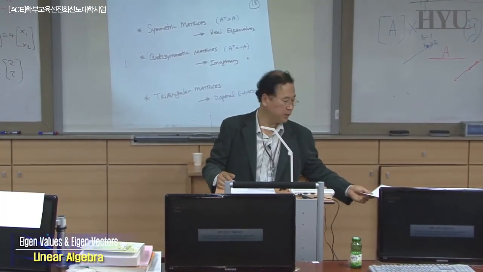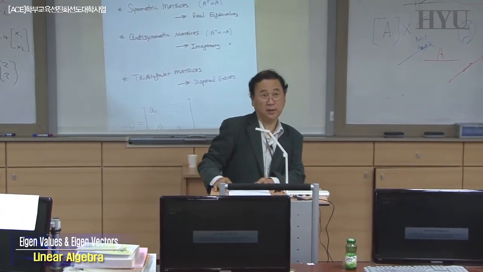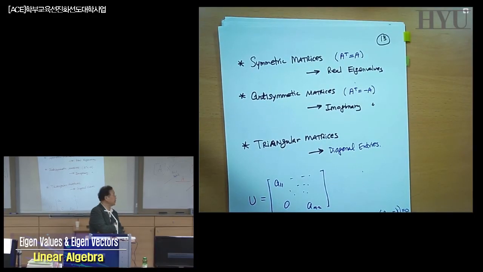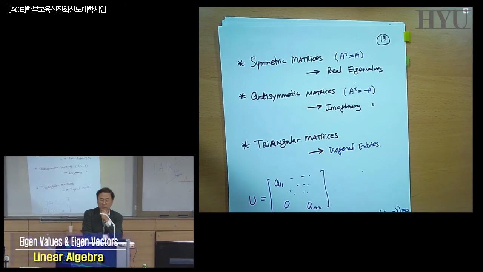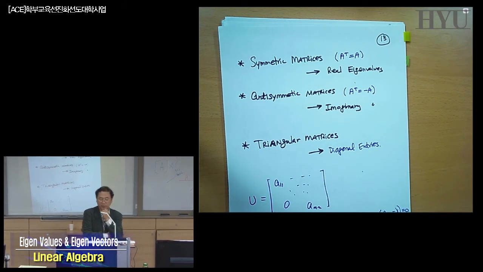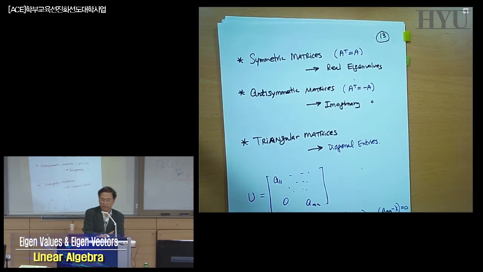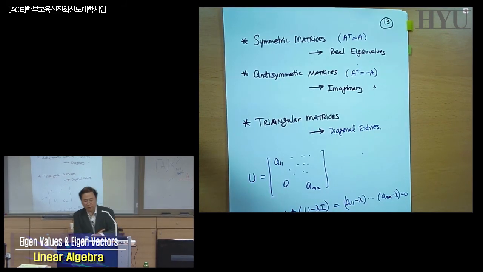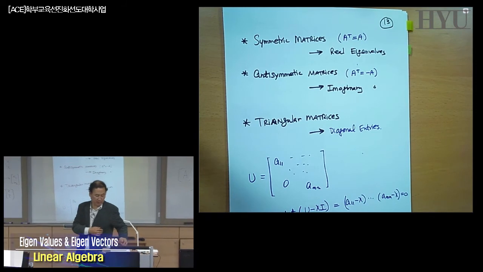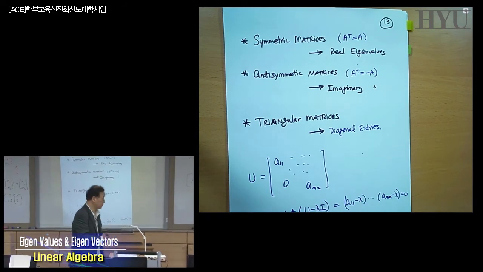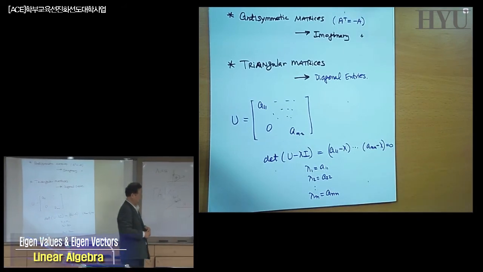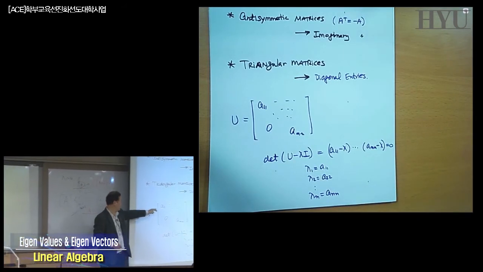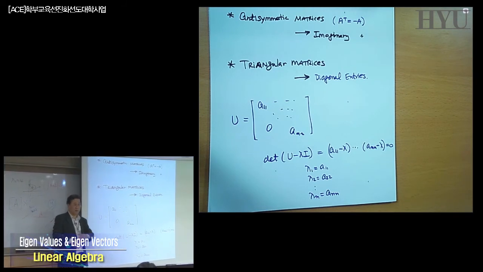Okay, then let's move on to some special matrices. In the case of a symmetric matrix, like I said, A transpose is the same as A, right? In this case, we have only real eigenvalues. For the antisymmetric, we have imaginary ones. Also, in a triangular matrix, these diagonal entries are all the lambdas. You already computed them.